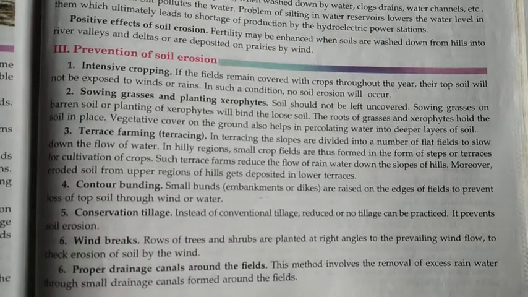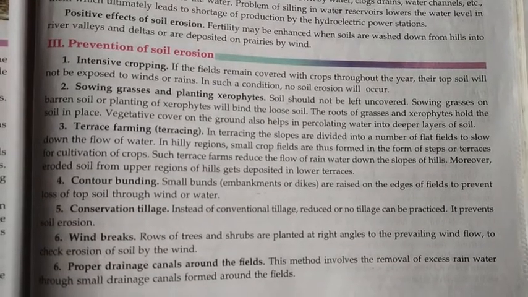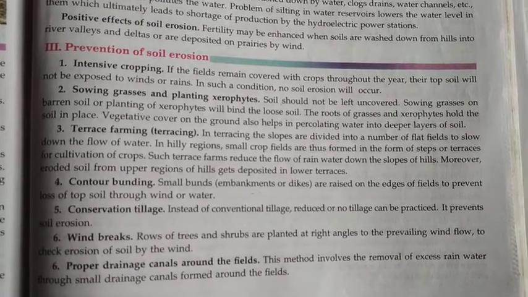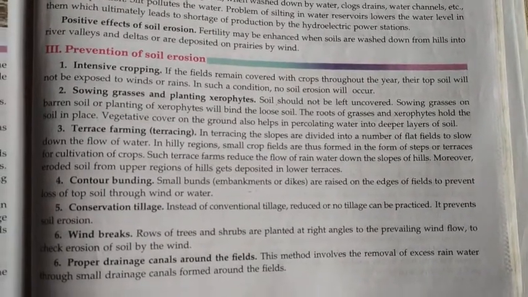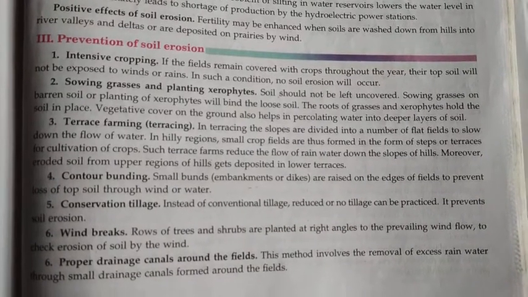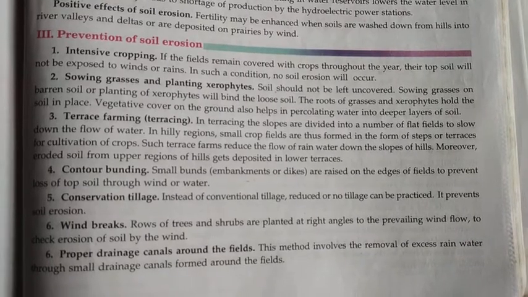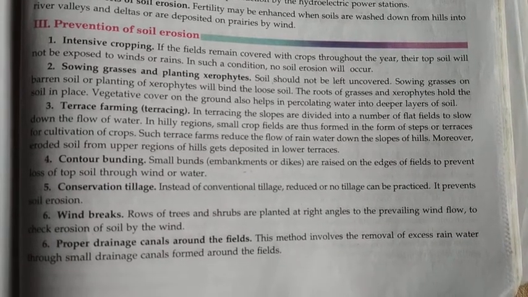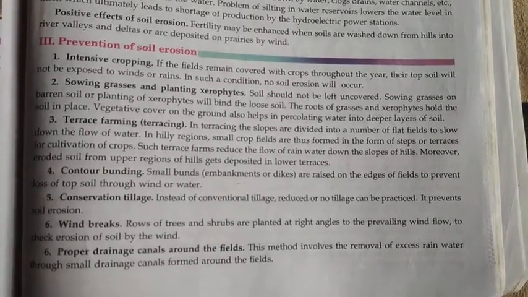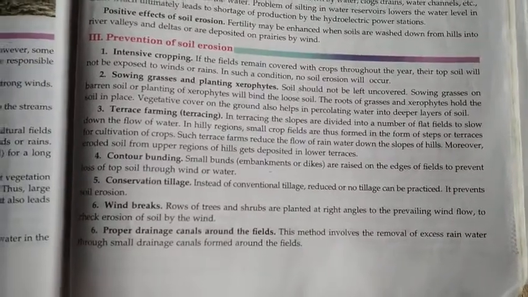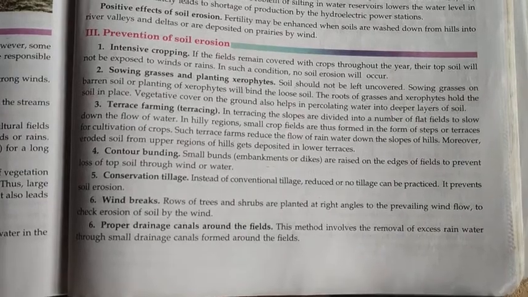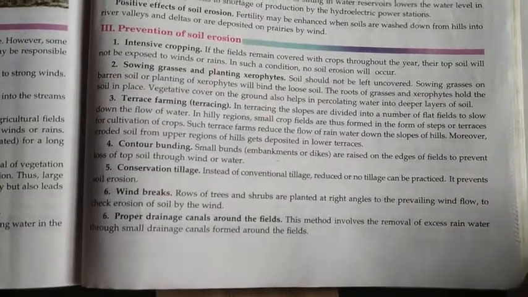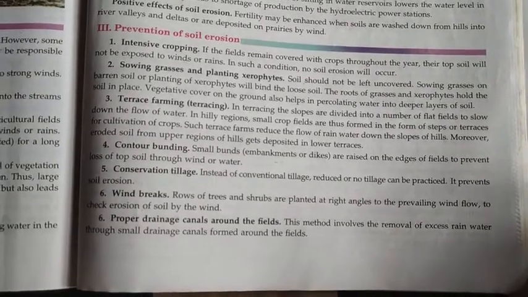The next point is conservation tillage. Instead of conventional tillage, reduced or no tillage can be practiced. It prevents soil erosion. Next is windbreaks. Rows of trees and shrubs are planted at right angles to the prevailing wind flow to check erosion of soil by the wind. We have to plant more and more plants on the boundaries of our lands, which will help to break the movement of winds and stop the topmost small particles of the soil from being blown away.